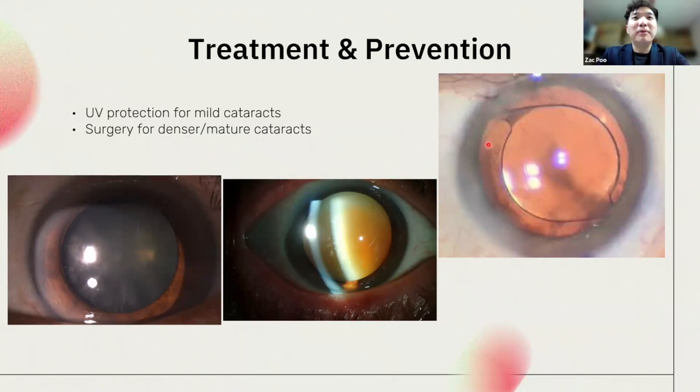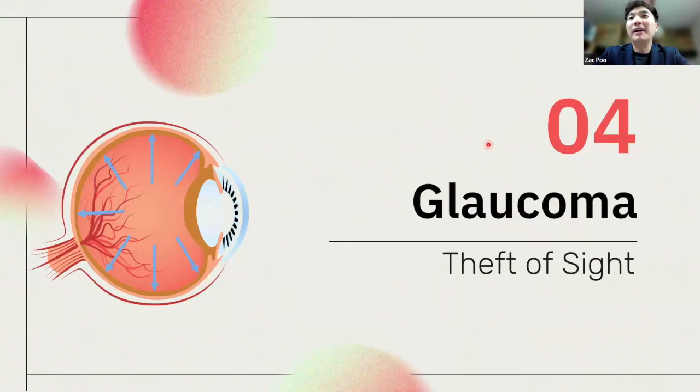Now let's move on to a more dangerous eye disease. So glaucoma, which is known as 青光眼, is also known as the thief of sight. So let me go through what glaucoma is first.